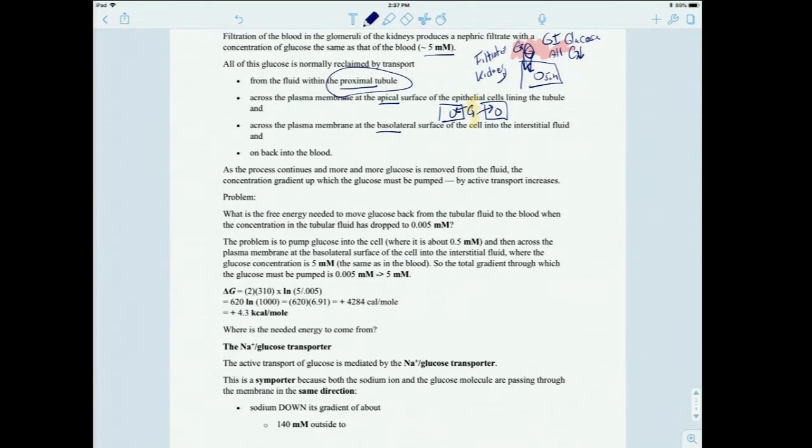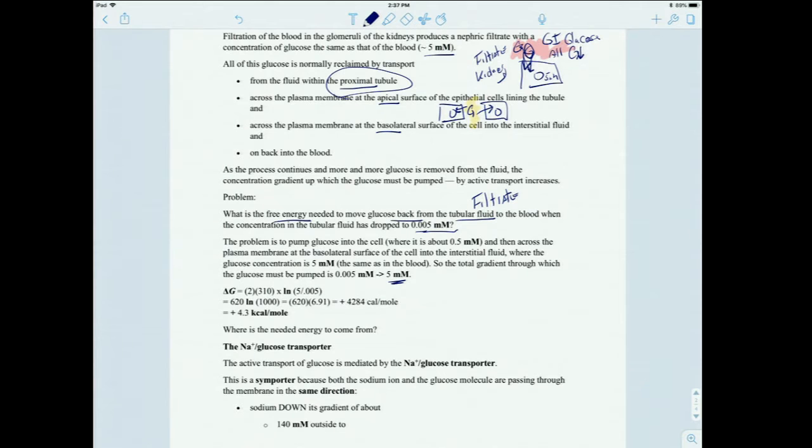So let's run through some numbers. What is the free energy that we need to move glucose back from a tubular fluid, this would be the filtrate, to the blood? I'm trying to get most of the glucose back out of the filtrate, and I want to pump it out or reabsorb it until the filtrate final concentration of glucose is 0.005 millimolar. Let's just say that. So I have now a 0.005 millimolar, and I need to move it to a 0.5 millimolar, or 5 millimolar.